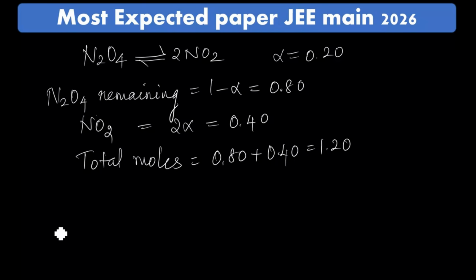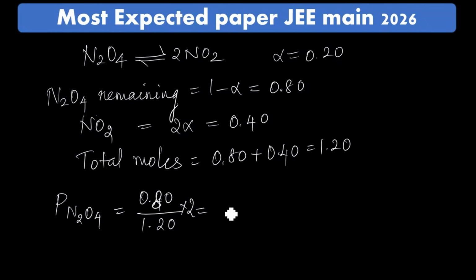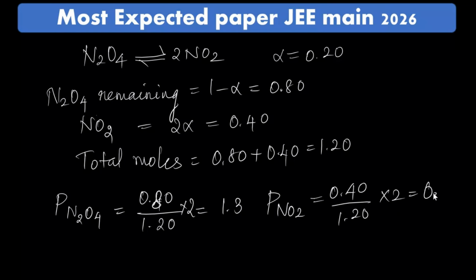Right. Similarly, if you find the partial pressures, for N2O4 that is 0.80 out of 1.20, then multiplied by the pressure, which is 2, so that is 1.33. Similarly, for NO2, that is 0.40 by 1.20 into 2, that is 0.66.